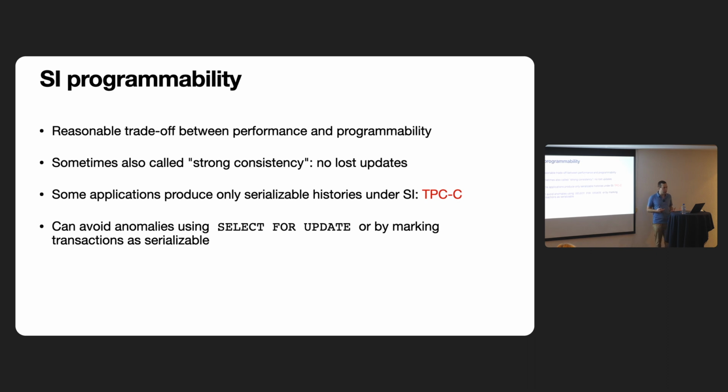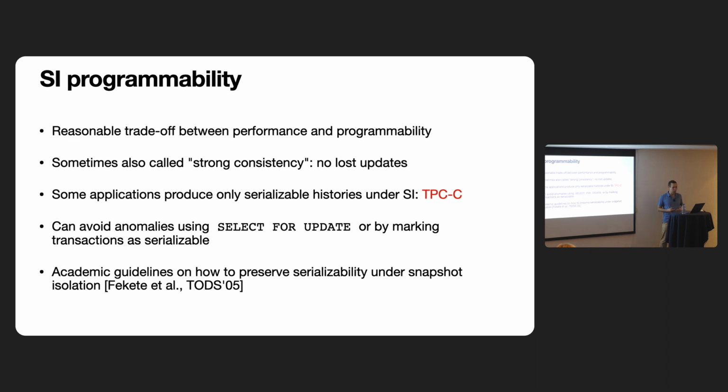So actually, there are also academic guidelines on how to use these kinds of tools, like select for update, in a systematic way to get only serializable behaviors under snapshot isolation, but hopefully with better performance because you're not using them for all transactions. There is a paper like this by Alan Fekete. But it's a bit unclear to what extent the industry is aware of these academic guidelines.